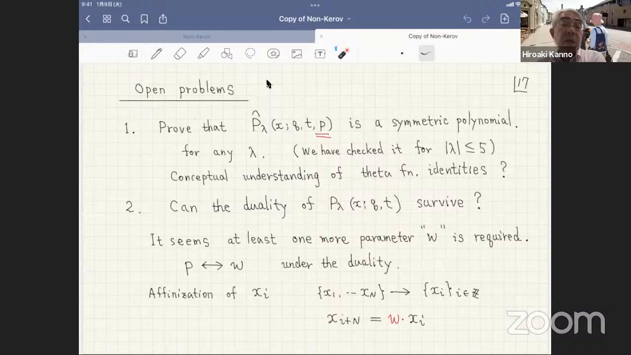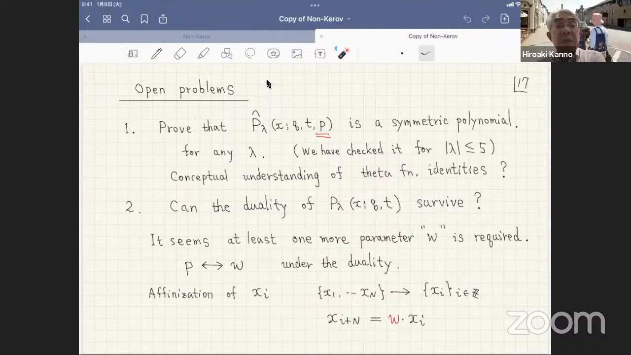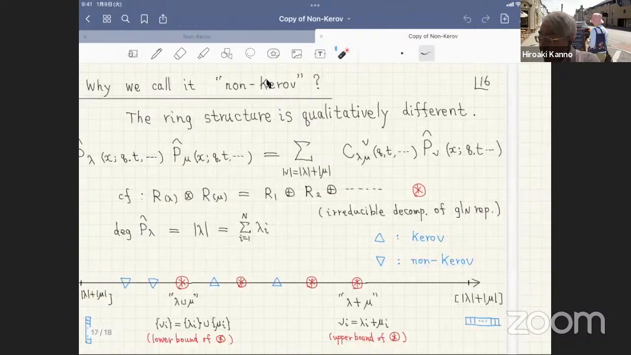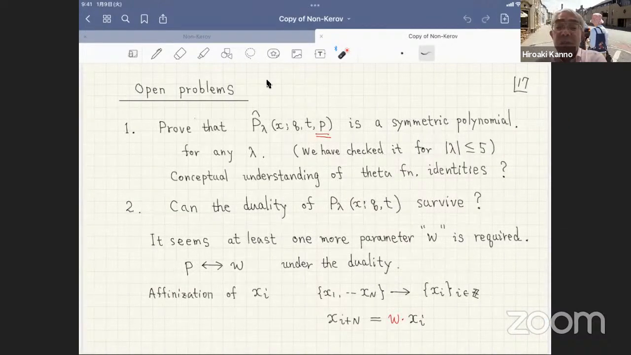There are still, of course, many open problems. The first one is that, in general, we have to prove that our deformation actually gives a symmetric polynomial for any partition lambda. I just gave you some examples, but we only checked that this is a symmetric polynomial up to level 5. We don't have any general proof. So maybe a conceptual understanding of the theta function identity is quite crucial to prove this property.